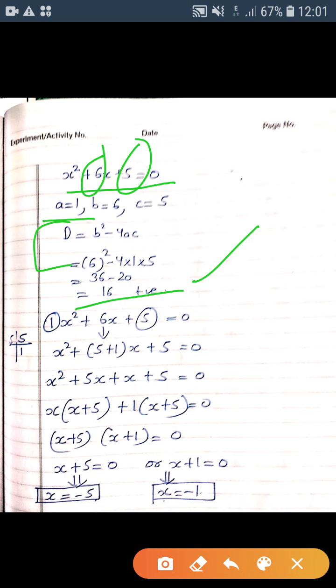And what is the method of factorizing it? By the method of splitting the middle term. What is that? We look at the coefficient of x square, it is 1, and the constant term is 5. Now we multiply 1 and 5, and get the factors of 5 such that when added or subtracted, they give us the middle term, that is 6. So 5 has factors 5 and 1. So we can write 6 as 5 plus 1. So it will be x square plus 5x plus x plus 5 equals 0.